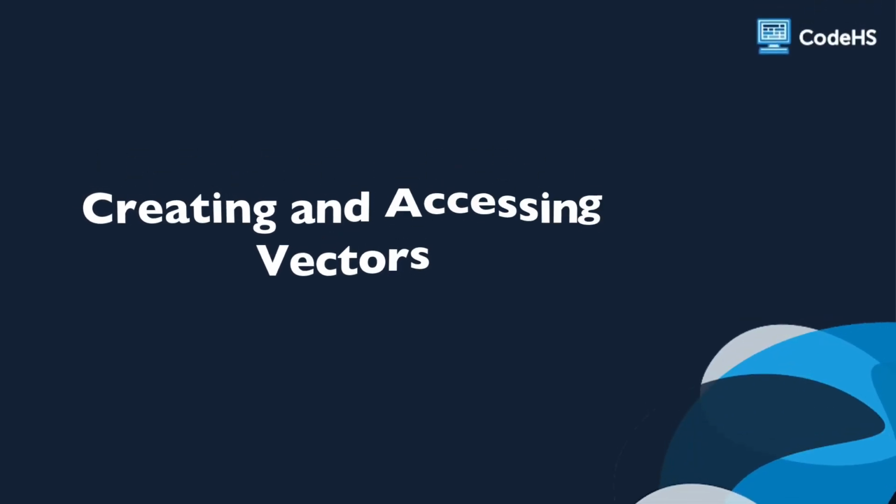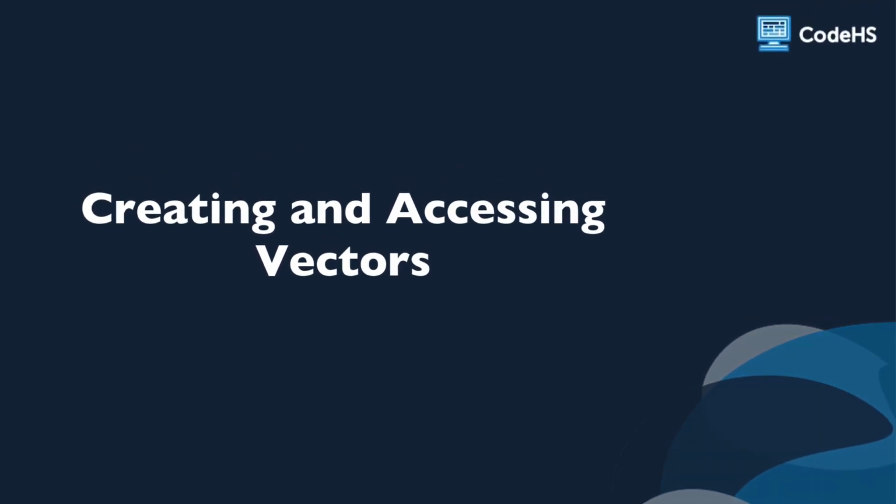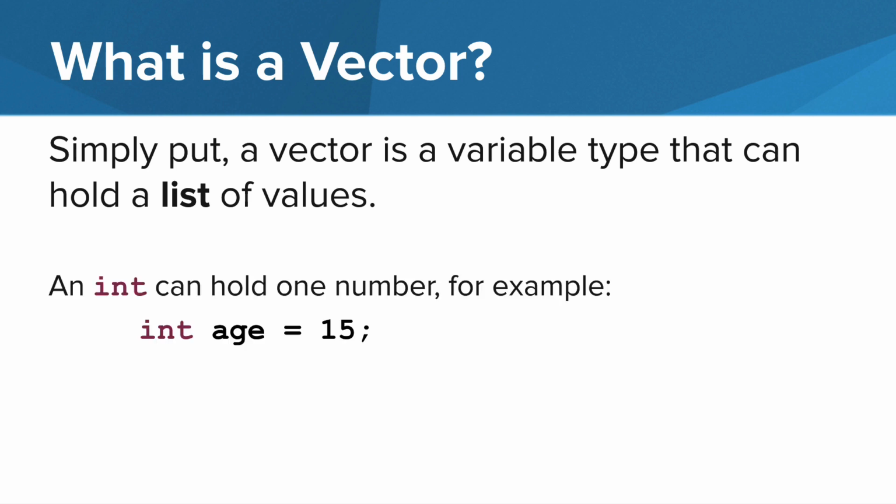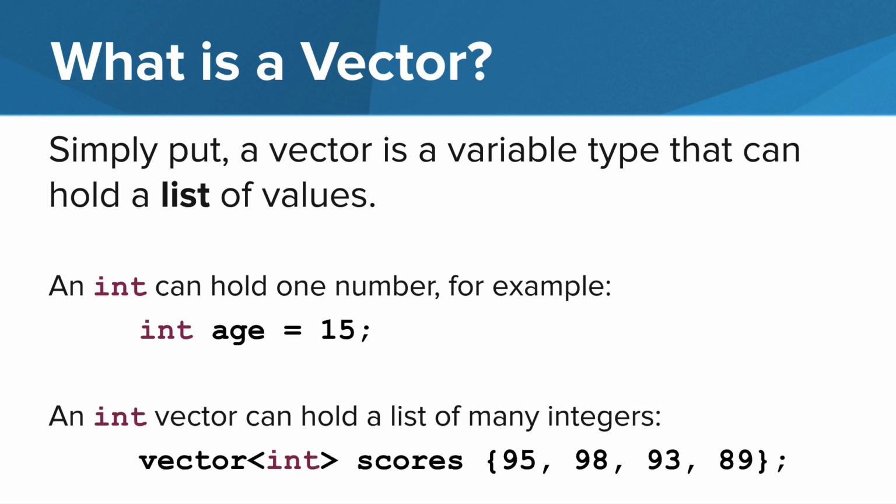Hi, in this lesson, you'll learn how to create and access vectors. So what is a vector? A vector is a type of variable that can hold a list of values. While a variable such as an int can hold a single value, a vector can hold a list of values. While a vector is a type of variable, you still need to specify what type of variables are going into the vector. In this example, a vector of integers is created.